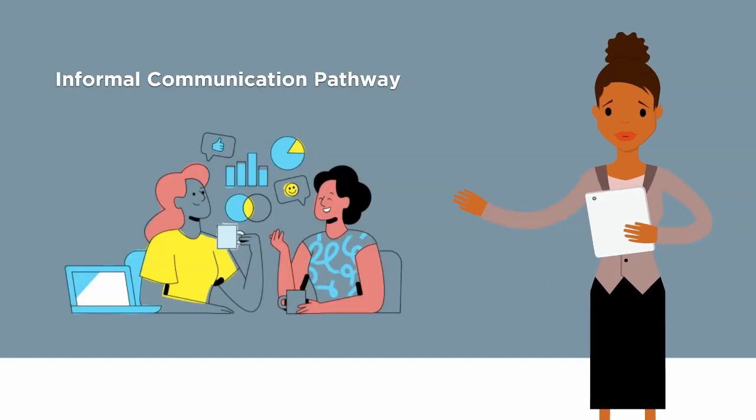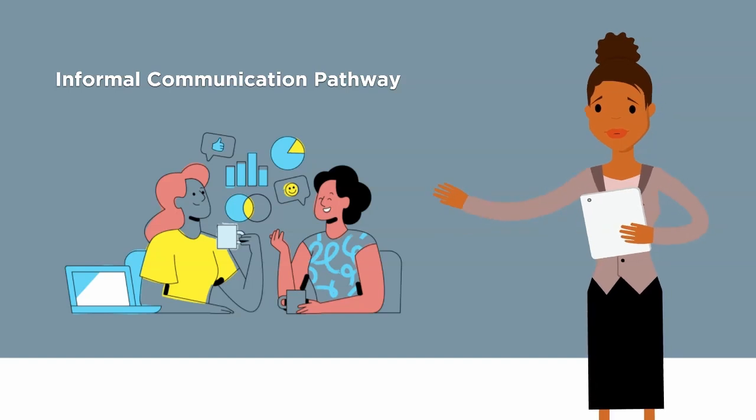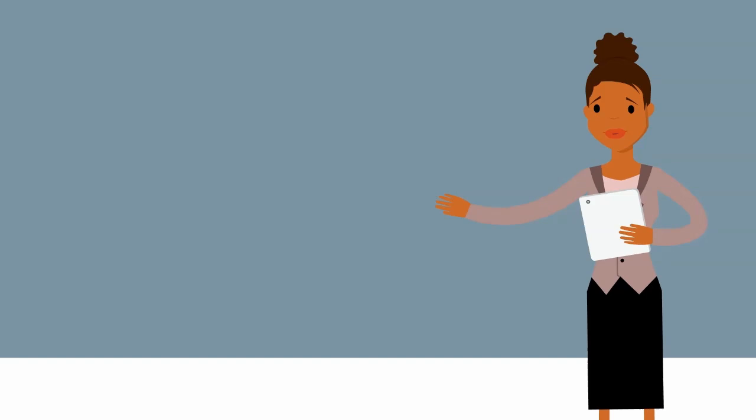Informal communication pathway. 1. Involves episodes of interaction outside office channels. 2. Includes the grapevine and creates a comfortable climate in the organization.